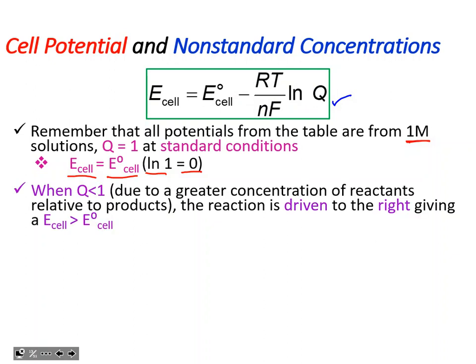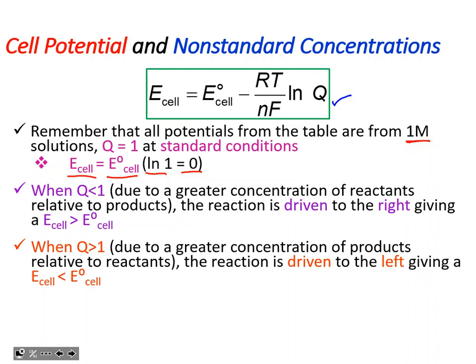When we don't have all 1 molar solutions though, we have a different deal going on. Due to greater concentration of reactants relative to products, the reaction is driven to the right, giving a non-standard E cell a little bit greater than the standard E cell. So if Q is less than 1, because you have more reactants than you do products, I'm going to show you how to recalculate Q again, because I know that's an equilibrium thing.